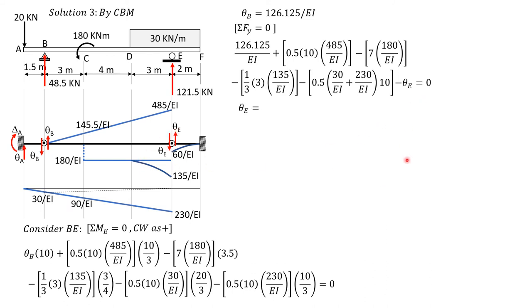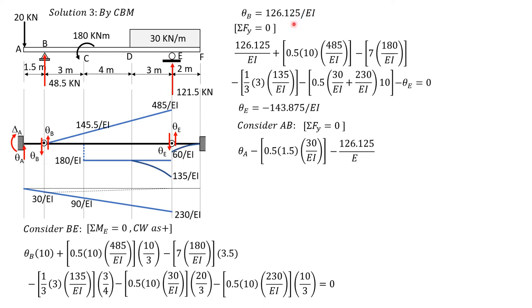So solving for theta E equals negative 140.875 over EI. Now let's consider AB. First, summation forces Y to solve for theta A since we have found theta B. So theta A, then minus 1/2 or 0.5 of 1.5 times 30 over EI, minus theta B, which is 126.125 over EI equals 0.